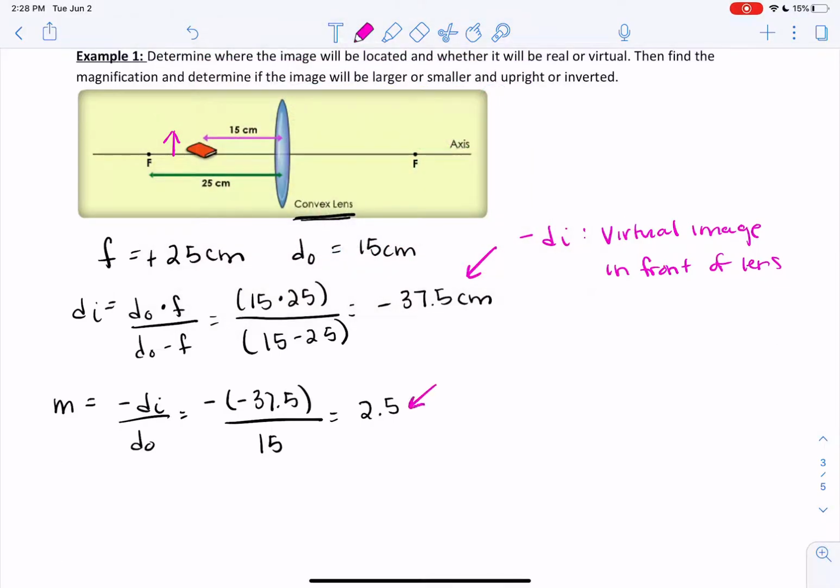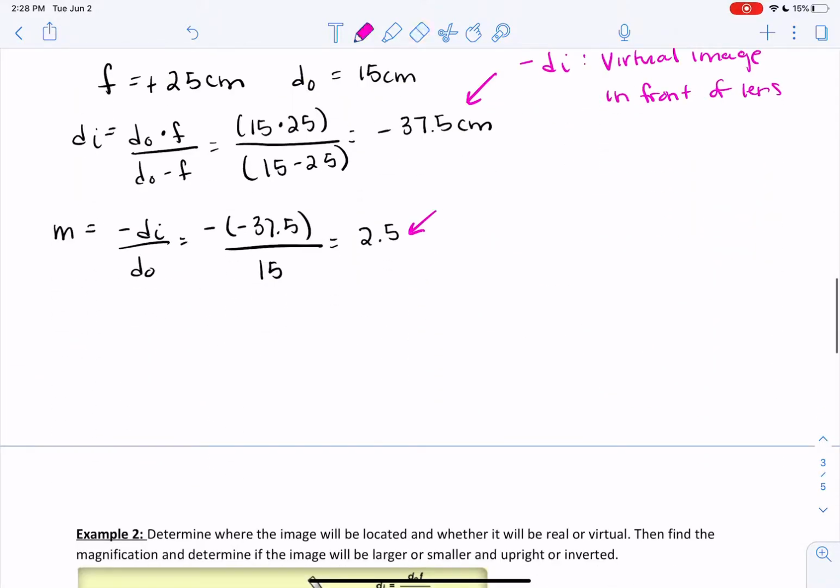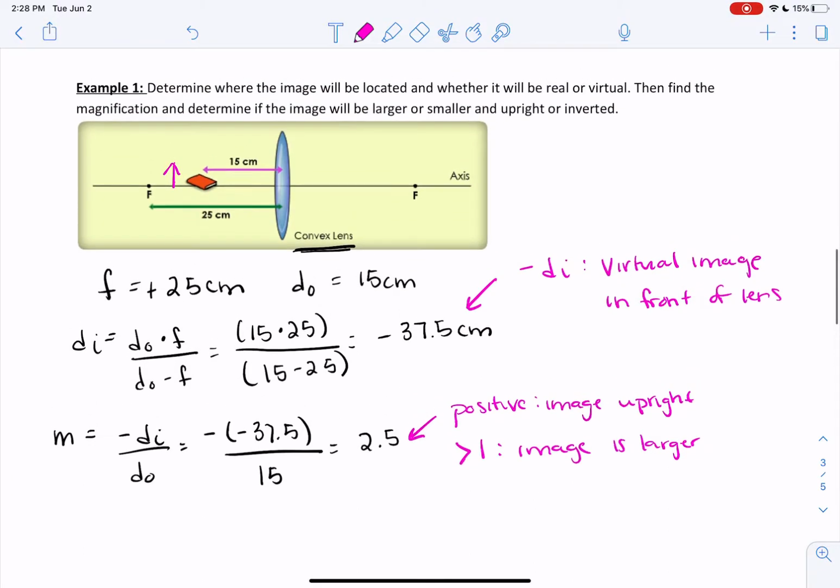So what does this mean? Let's look back at our table. 2.5 is greater than 1, so that means our image is going to be larger. And it's positive, so that means our image is going to be upright. Okay, so we have a positive, so our image is upright, and greater than 1, so image is larger, right? We know it's 2.5 times larger, okay?